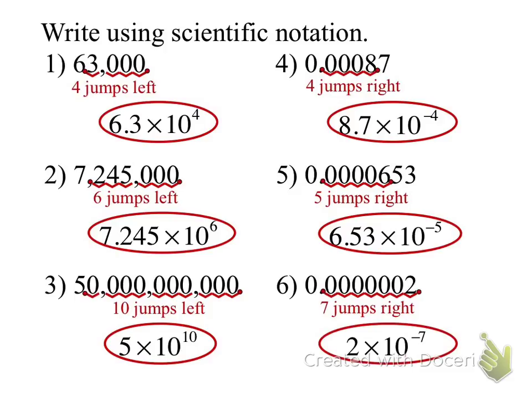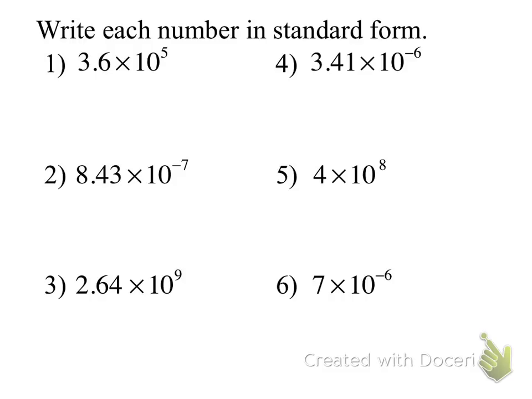So we started out, these numbers, the way they're written, the way we began, we call that standard notation. And we're writing now the information in scientific notation. From standard notation to scientific notation. Now we're going to do the opposite.